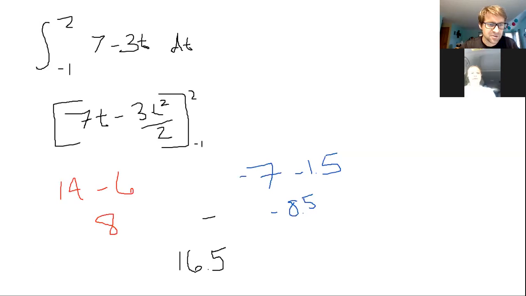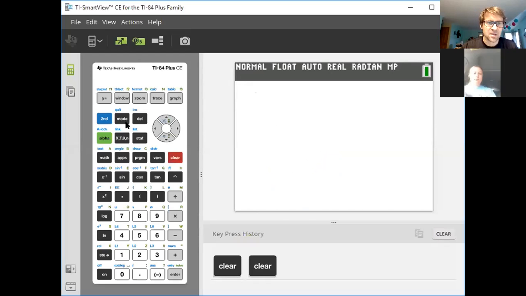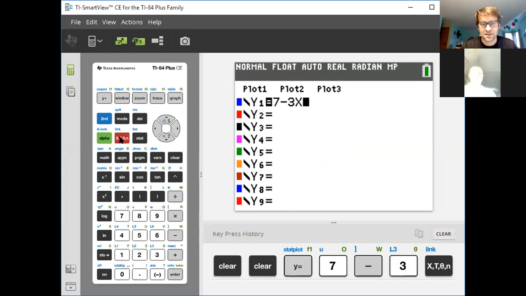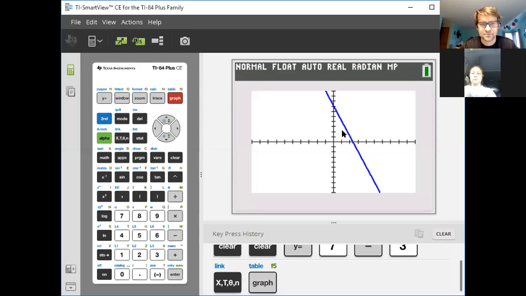On your Chromebook, you should have a TI graphing calculator, something very similar to the one I'm about to pop up here. Here we go. All right, I've got a graphing calculator. I'll clear everything out. We can use the calculator to our advantage. I'm going to go to Y equals and type in 7 minus 3x instead of 3t. I can graph that, and it's a nice line here.